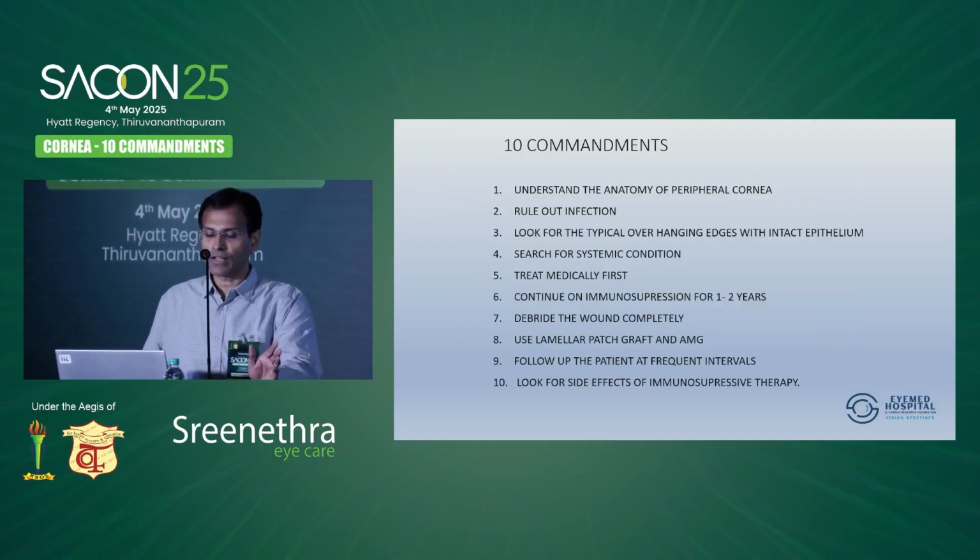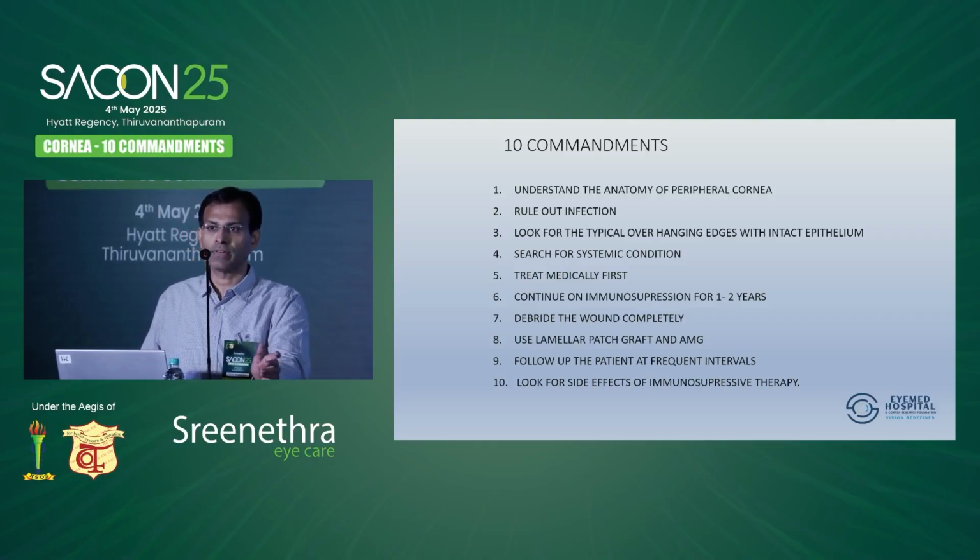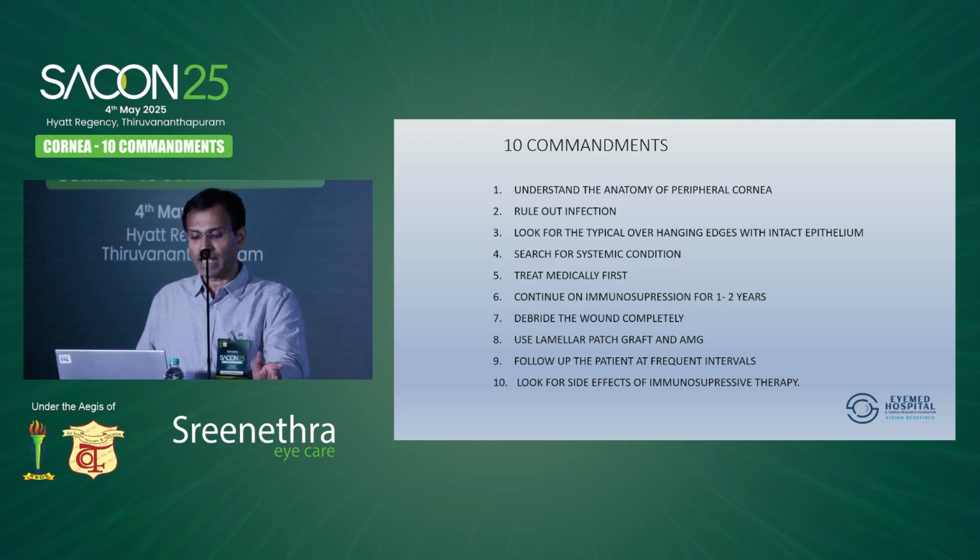So the understanding, the 10 commandments: please, you have to understand the anatomy of the peripheral cornea, rule out infection, look for typical overhanging edges, make sure that it's a peripheral ulcerative keratitis, do all the investigations, see whether it's a Mooren's or any other associated disease. Treat medically first. Don't jump into surgery immediately. Conjunctival resection, don't do that. First treat with steroids, oral, topical, and then start.